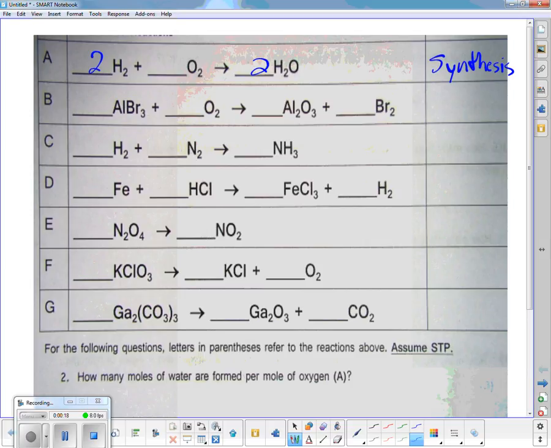Okay, somebody else for B. Yes, ma'am. 4, 3, 2, 6. And type. Single displacement. Anybody disagree? Okay, good. C. Who's brave enough to do C? Yes, ma'am.